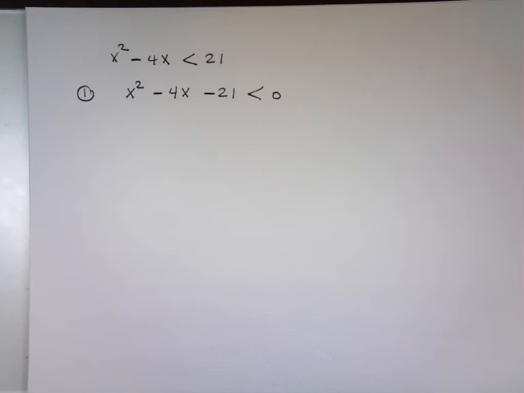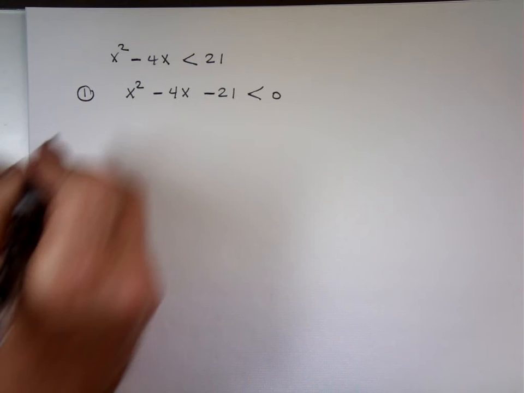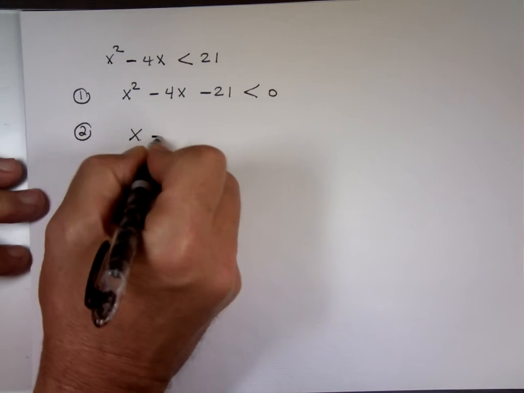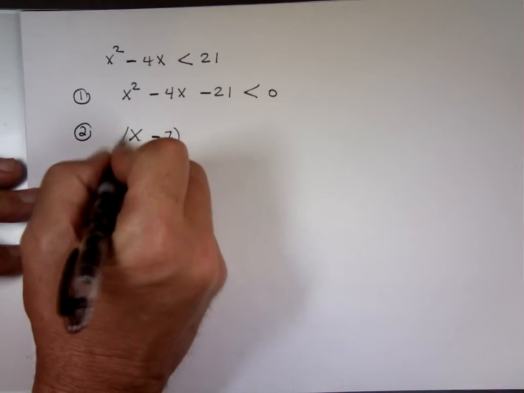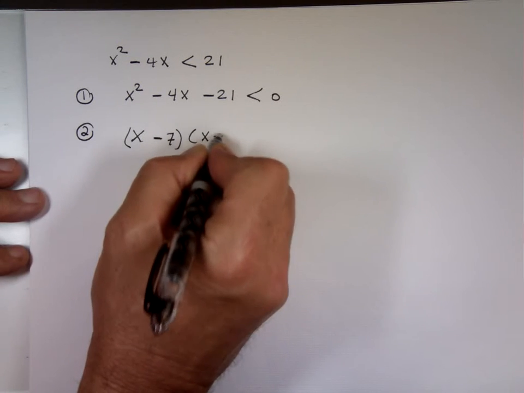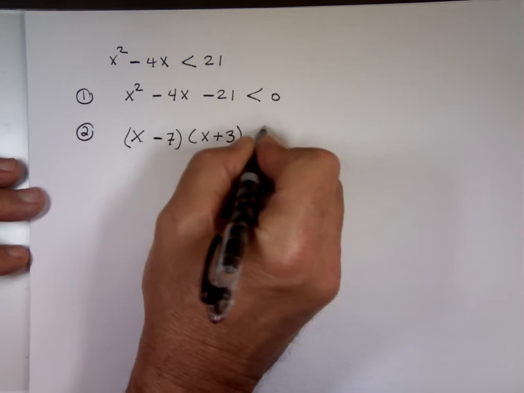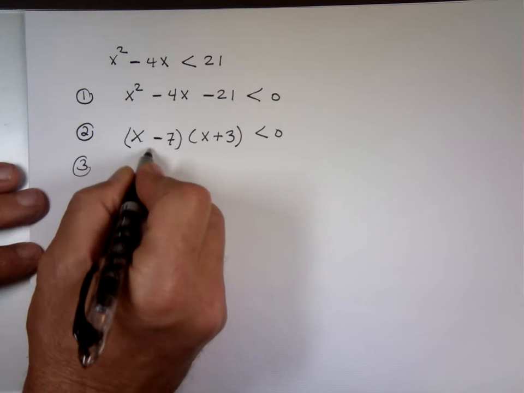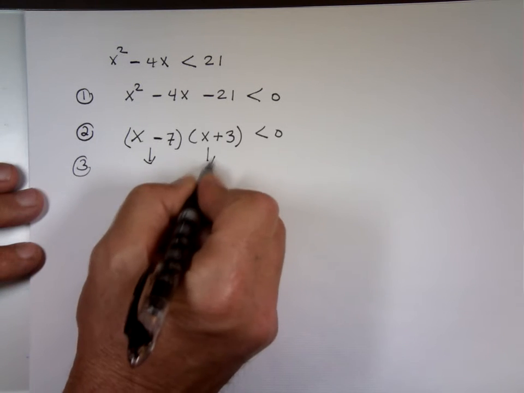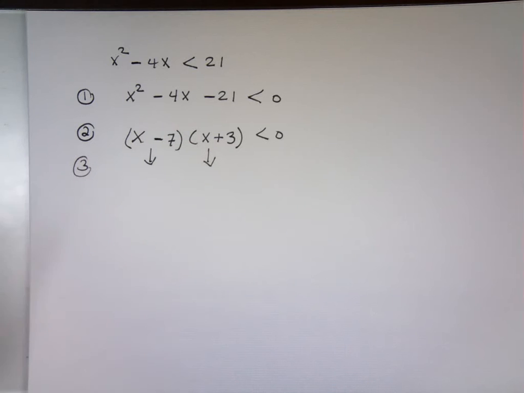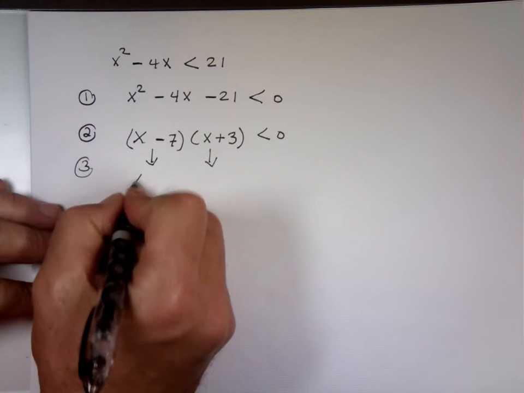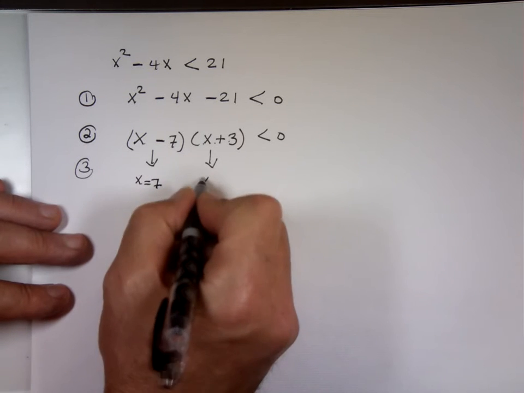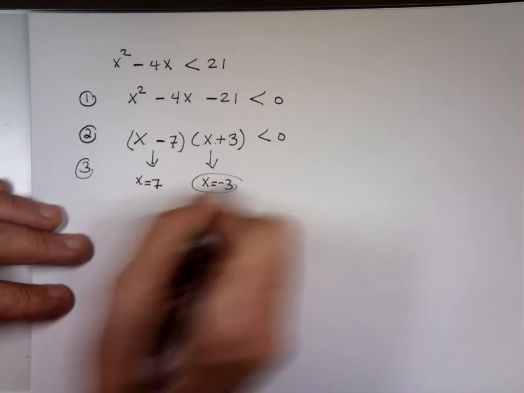What's the second step? Factor completely. Is that x minus 7, x plus 3, is it? And step number 3, let's find out when each one of these factors will be 0. When will x minus 7 be 0? When x equals 7. When will x plus 3 be 0? These are my critical values.